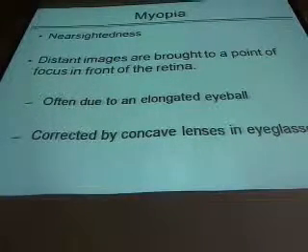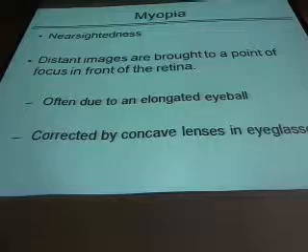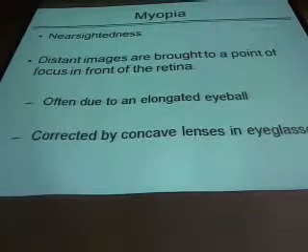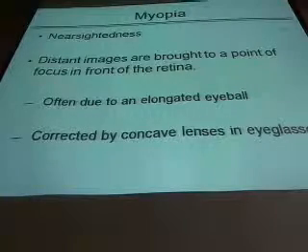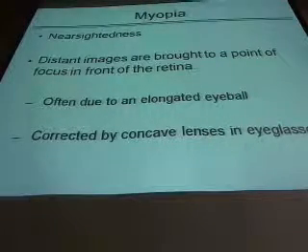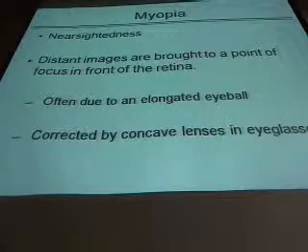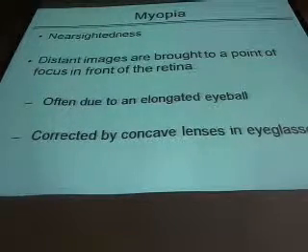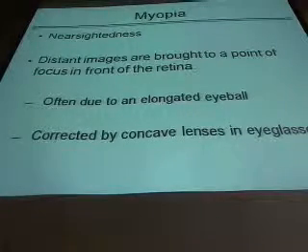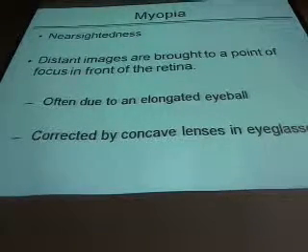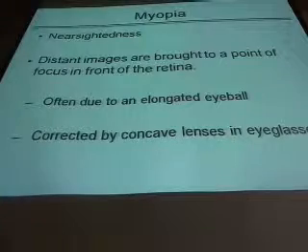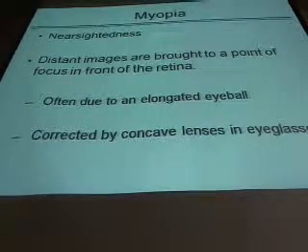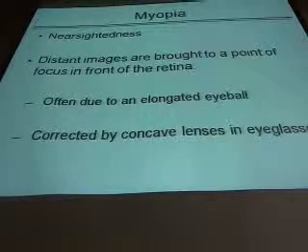Myopia, nearsightedness. The image is focused in front of the retina. Elongated eyeball, the eyeballs are too long. Runs in the family. Everyone in my family and my kids, every one of them wears glasses. Corrected by concave lenses in eyeglasses or contacts, or again by LASIK.